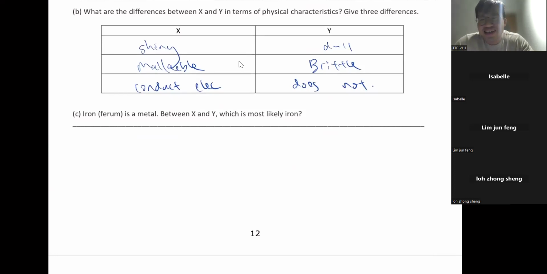Can use insulator. Yeah, can. You want to say it's a heat conductor and a heat insulator.